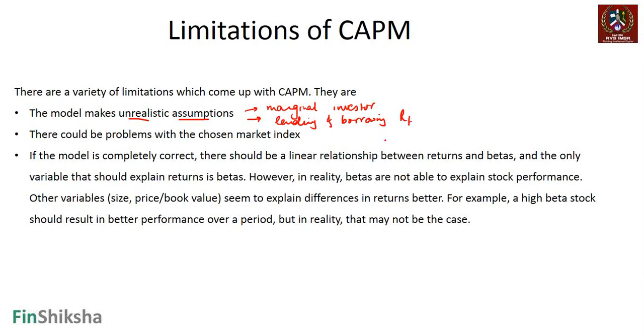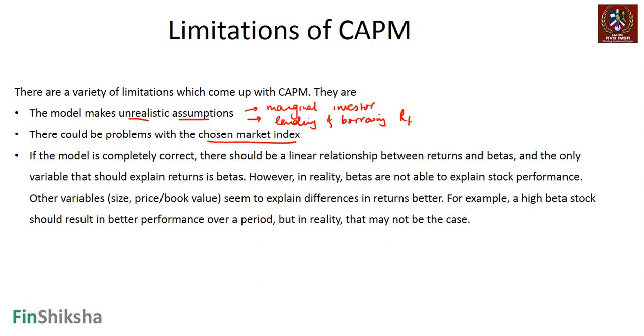The second problem with CAPM comes when you're calculating data around some of the parameters, such as the risk premium, the risk-free rate, or the beta. You could have a problem with which market index is chosen, and whose returns you are looking at when you try to calculate some of these.